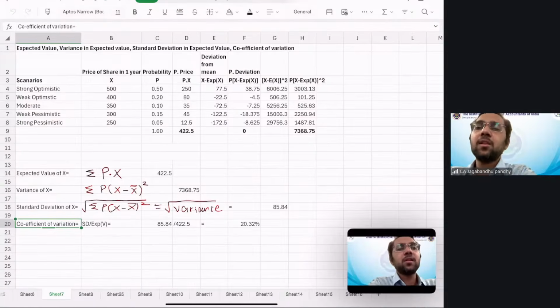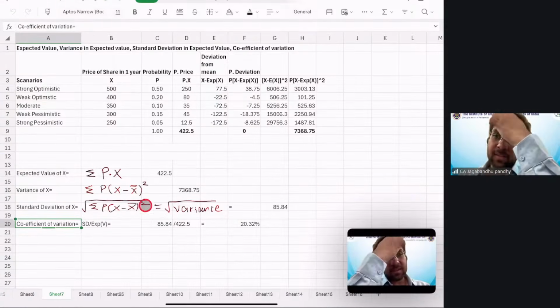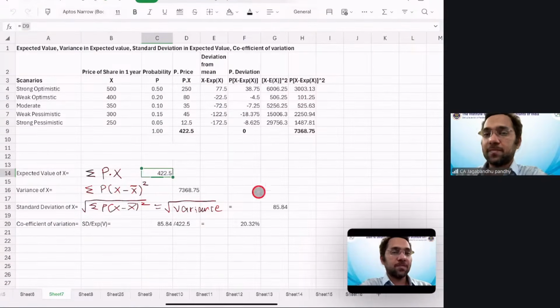Standard deviation in isolation is a measure of risk, but when you want to use it comparatively, I have to use this coefficient of variation, because every project is going to have a different expected value. So for a given level of expected value, what's the standard deviation? That is what we are going to look at, right? So that's your coefficient of variation.